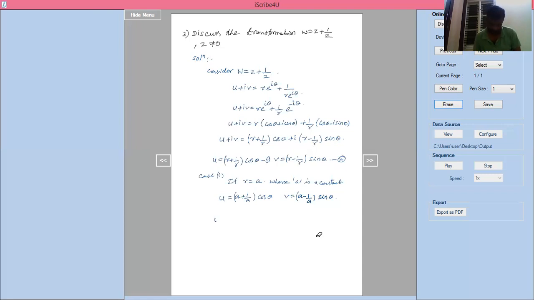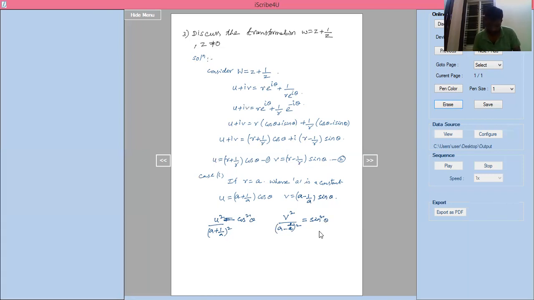Now I take a plus 1 by a to this side: u divided by a plus 1 by a equals cos theta, and v divided by a minus 1 by a equals sin theta. Squaring both sides, u square divided by a plus 1 by a whole square equals cos square theta, and v square divided by a minus 1 by a whole square equals sin square theta.